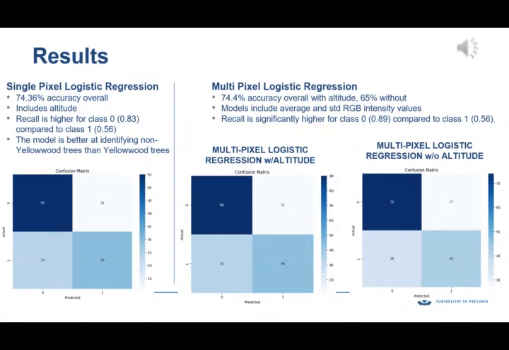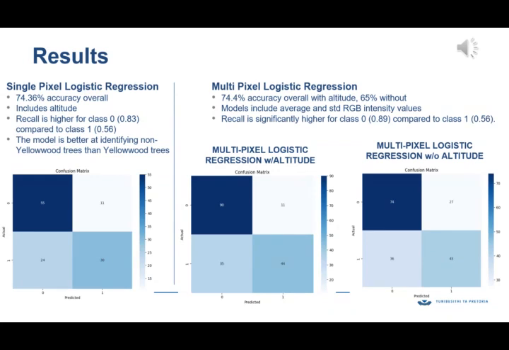Similarly, the multi-pixel logistic regression model had an overall accuracy of 74.4%. The model also includes the average and standard deviation RGB intensity values and the altitude. The recall is significantly higher for class 0 at 89% compared to class 1 at 56%.